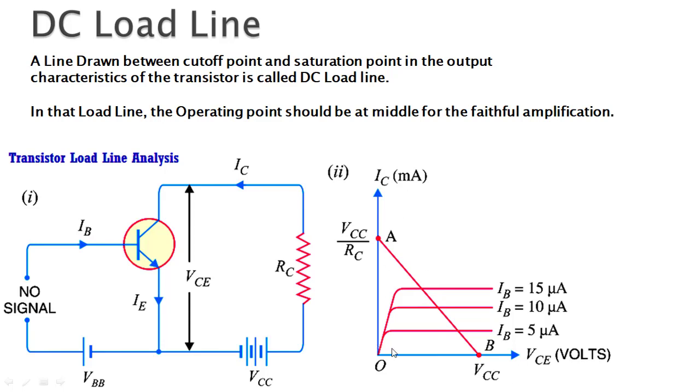So we should draw the DC load line in the output characteristics. One point is the cutoff point, another point is the saturation point. At the cutoff point, VCE is equal to VCC and IC is equal to 0. At the saturation point, IC is equal to VCC by RC and VCE is equal to 0. So this is the necessity of the DC load line. We have obtained the zero signal collector current as well as the zero signal base current using this DC load line.